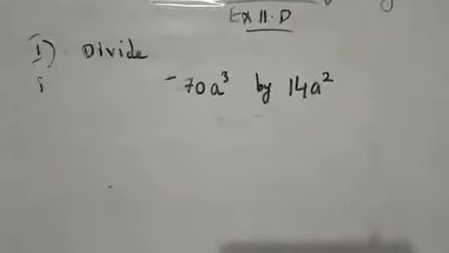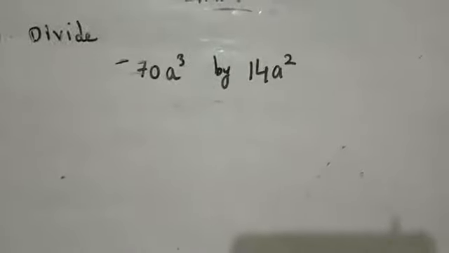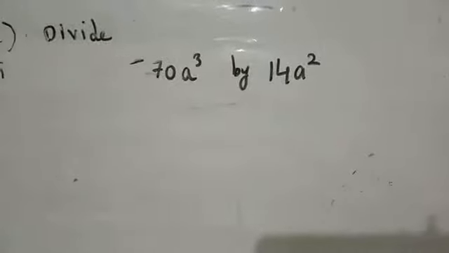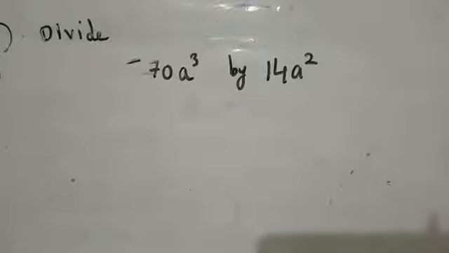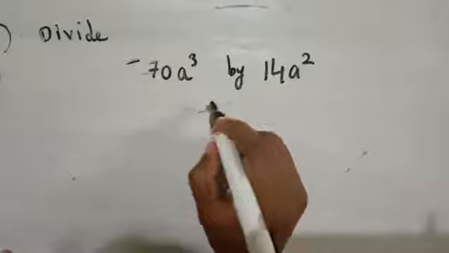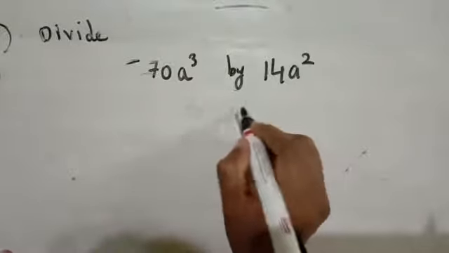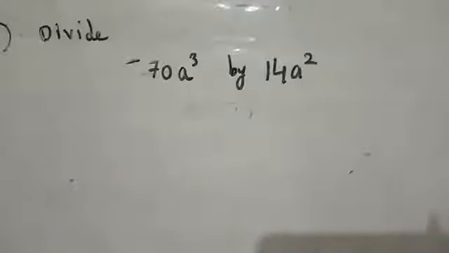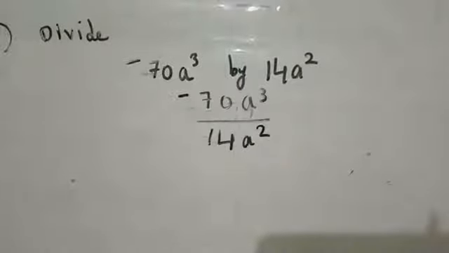Minus 70 a cube by 14 a square. Have to do this. Minus 70 a cube by 14 a square. First let us divide the constants. 70 and 14.